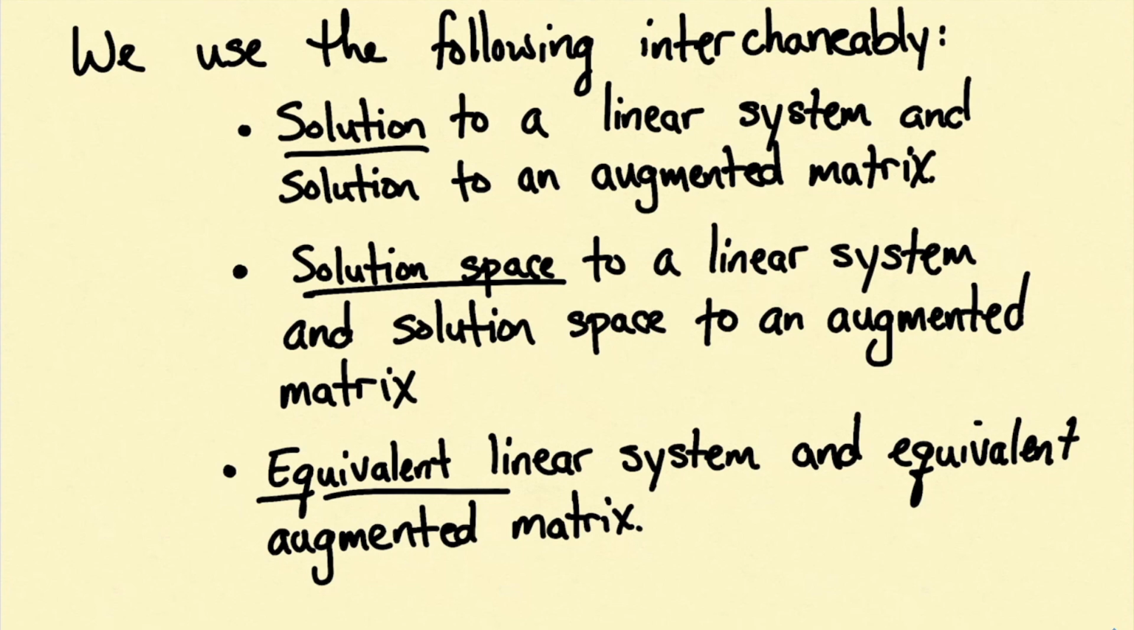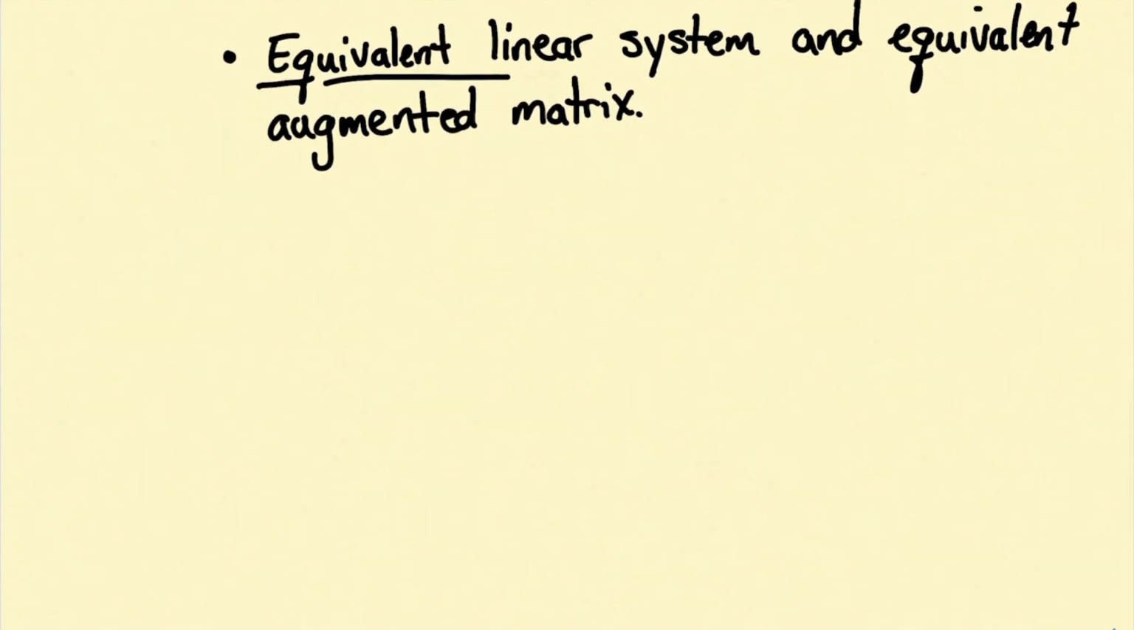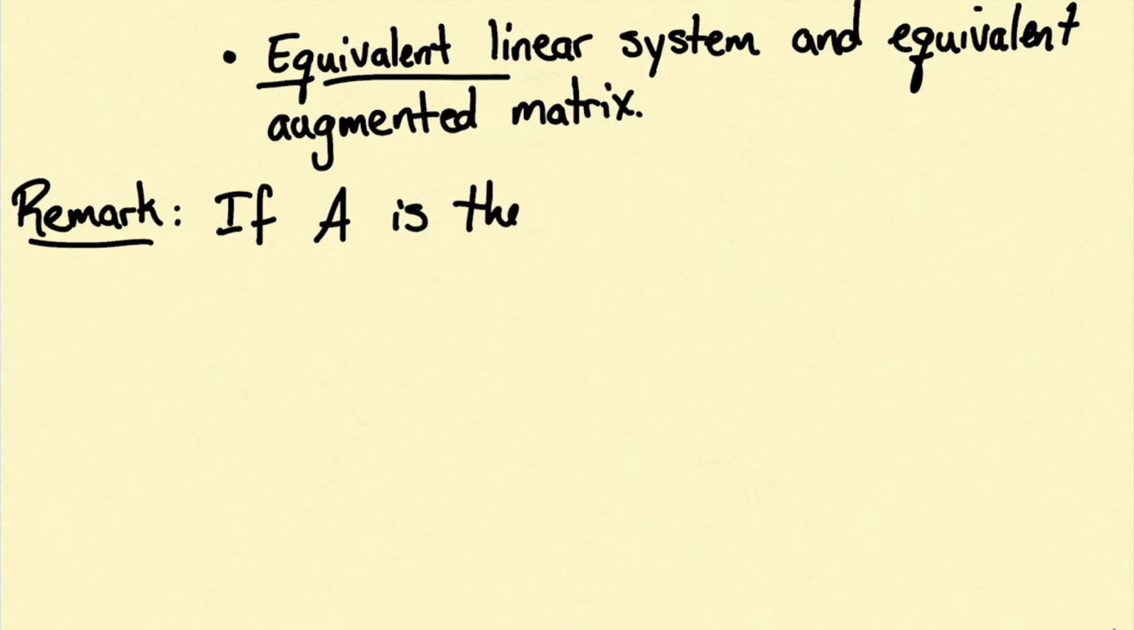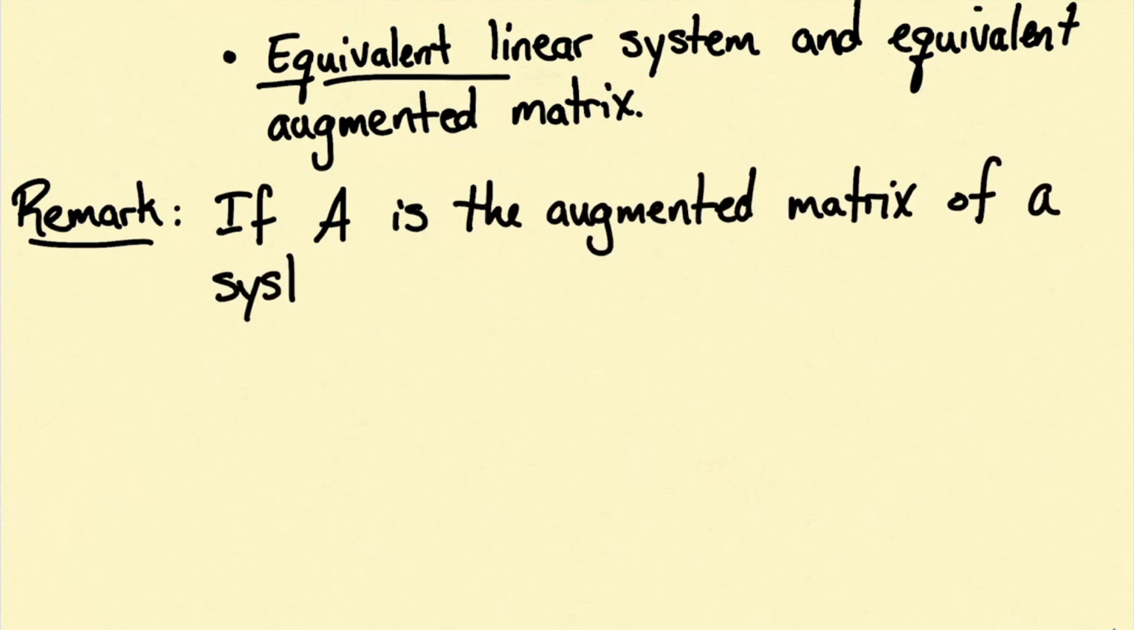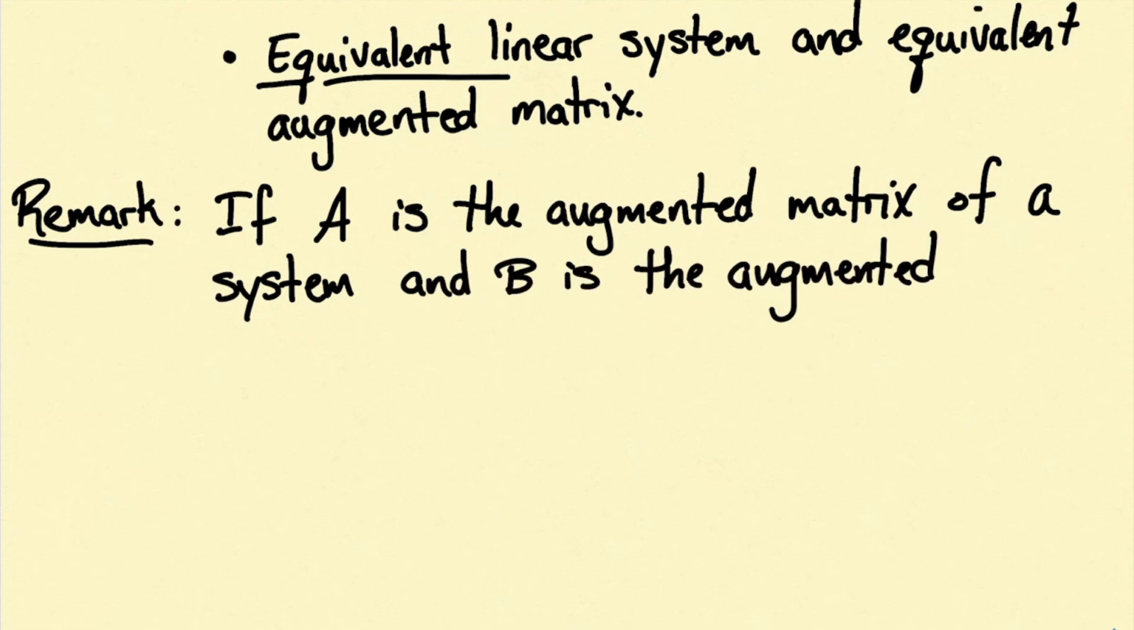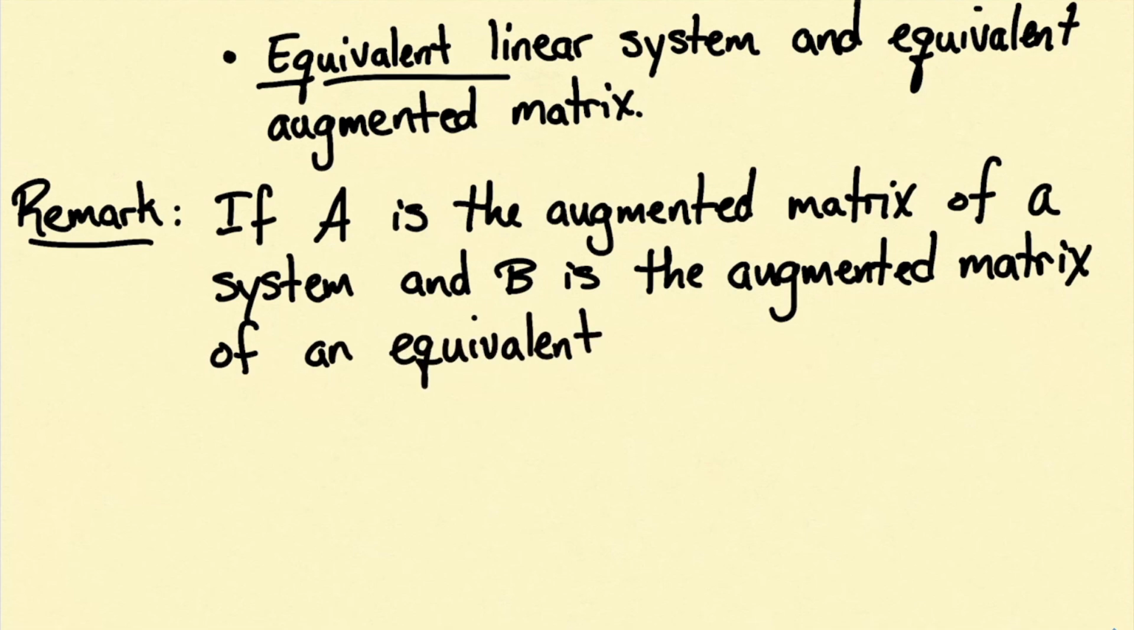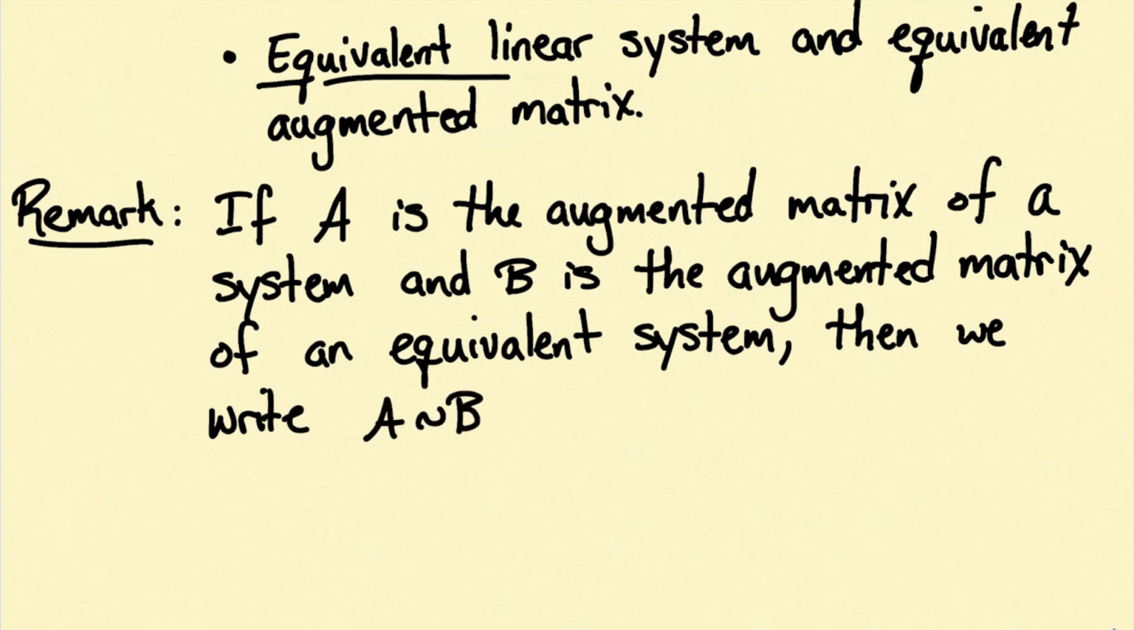that we're talking about a specific system. As a shorthand, if A is the augmented matrix of a system, and B is the augmented matrix of an equivalent system, then we write A tilde B to represent that A and B are equivalent augmented matrices. That is, they represent equivalent linear systems.